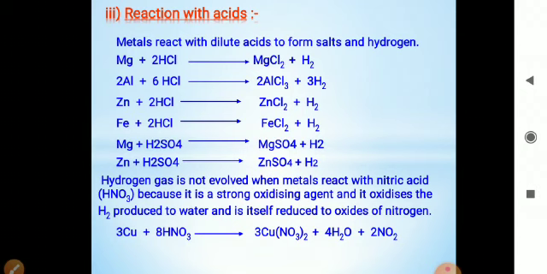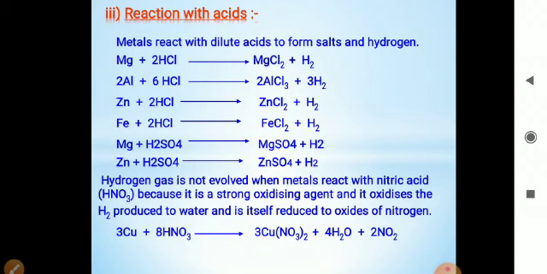Similarly, reaction with sulfuric acid. Here also the metal will form the corresponding sulfate salt and hydrogen gas will evolve. Zinc will form zinc sulfate, aluminium will form aluminium sulfate, sodium will form sodium sulfate, and so on.